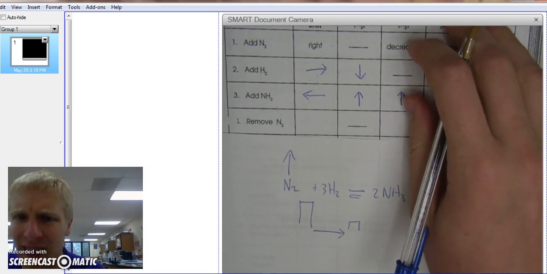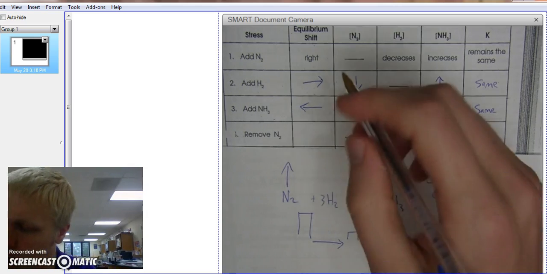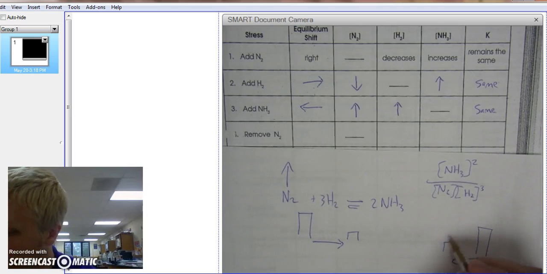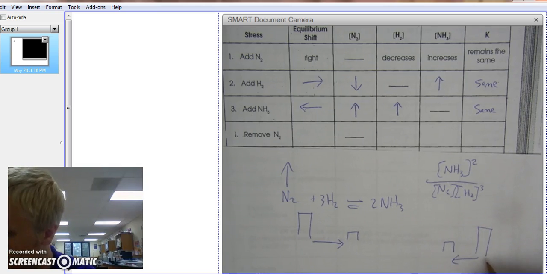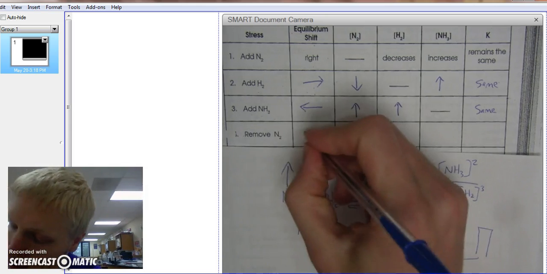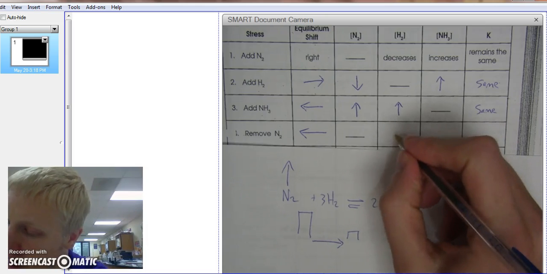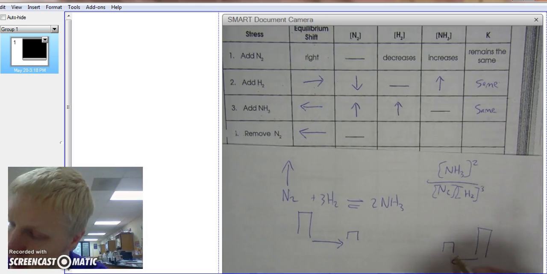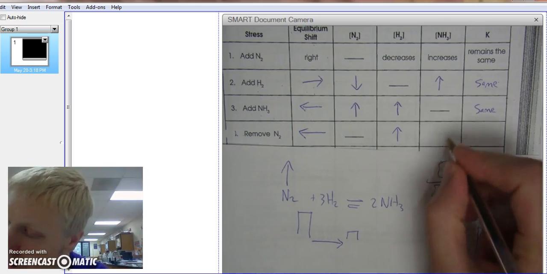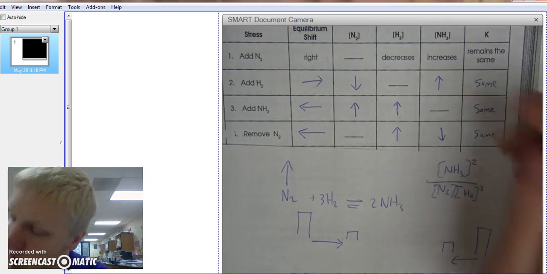Alright, removing N2. If we remove N2, essentially what we're doing is decreasing the amount of reactants, therefore equilibrium is going to shift to the left to reform those reactants that are now lost. Equilibrium shifts to the left. Alright, and then H2, if we're shifting to the left, that's going to increase, and our NH3 is going to decrease. Kc is going to be the same.